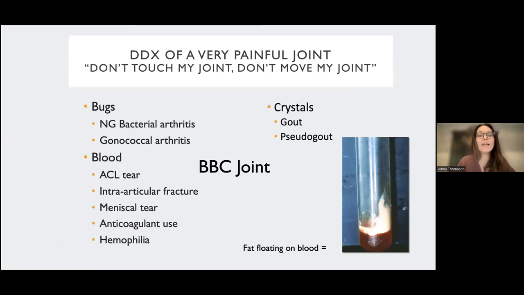I don't know if any of you saw the presentation I gave back in September about the BBC joint. BBC joint is an acronym that we like to use for that joint that is hot. It is so painful. The patient does not want to move it, and they hold it in 45 degrees flexion because that is the angle that allows for that joint capsule to be the most distended. So it's the most comfortable position. They resist movement. They don't want you to move it. And the BBC joint, bugs, blood, and crystals, can be caused by bacteria, blood in the joint, or crystals, as in gout or CPPD arthropathy or pseudogout.